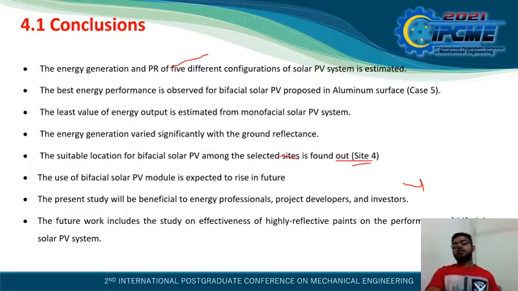And one of the good future works of the study is to check the effectiveness of highly reflective paints on albedo and simultaneously on the performance of solar PV system.